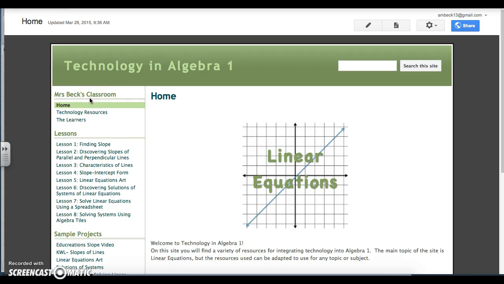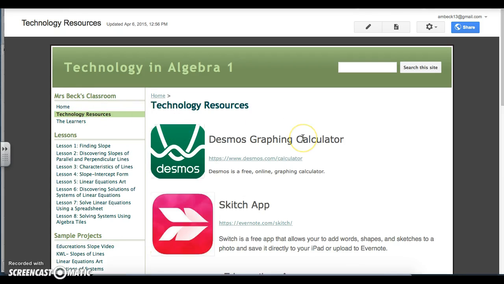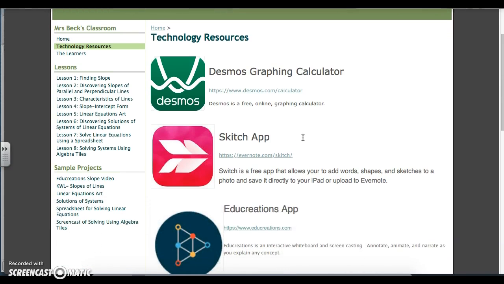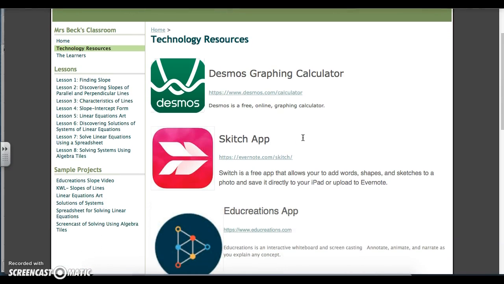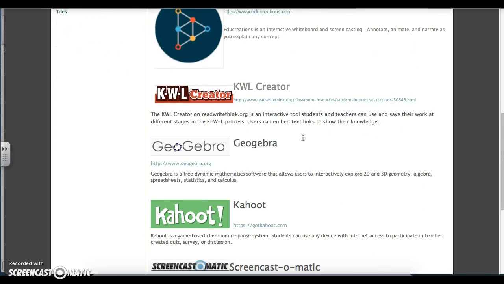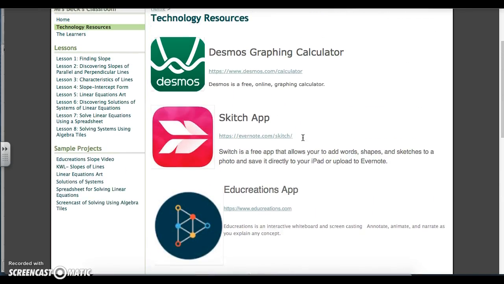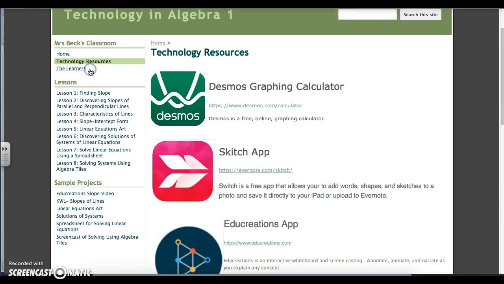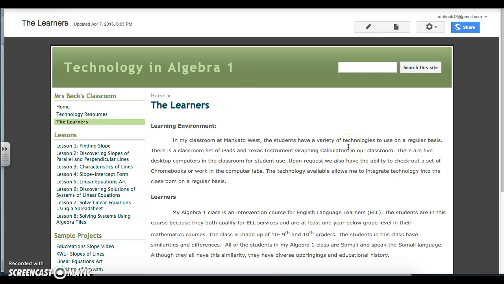On the far left you see the navigation bar. The first option is the home screen, which you are at now, which is an introduction. The next option is technology resources. This page has a variety of the resources that I use throughout my unit, a short description of each one, and a link to each specific technology resource. The next option is called the Learners. This describes both the learning environment and the learners in my classroom.